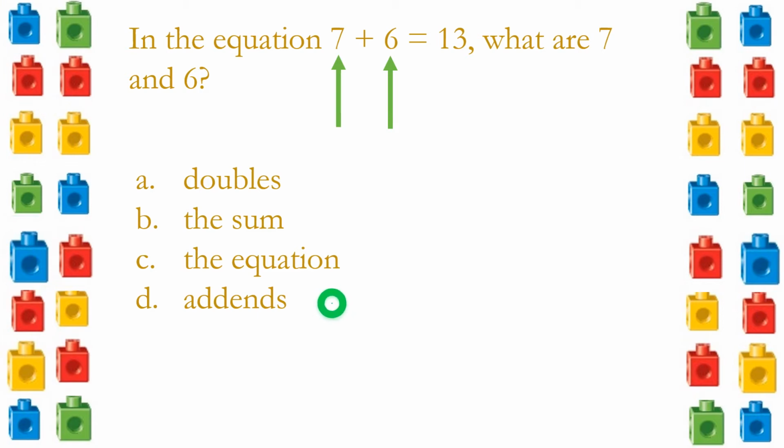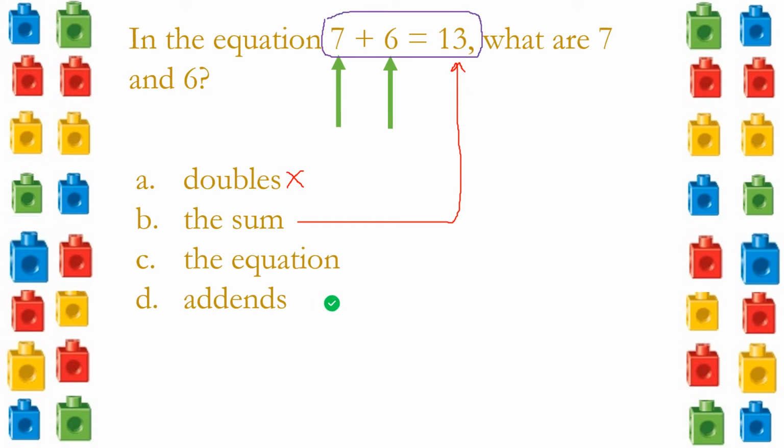A is the wrong answer. These can't be doubles because 7 and 6 are not the same. And B is incorrect because the sum is 13. C is not correct because the equation is this whole thing. This whole thing is the equation. If it has an equal sign, it's an equation. Okay? So the only one left is D.